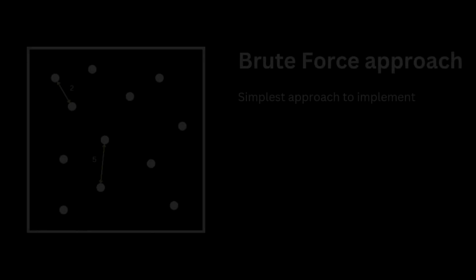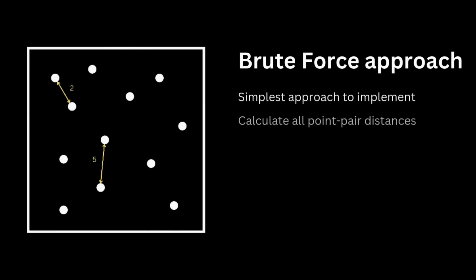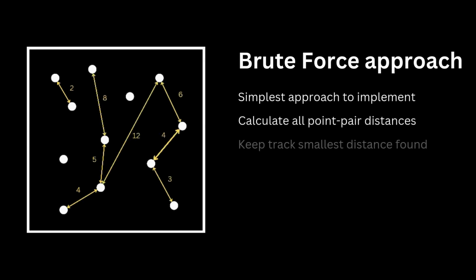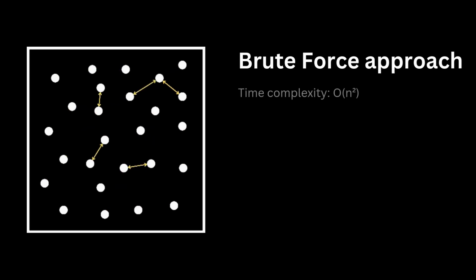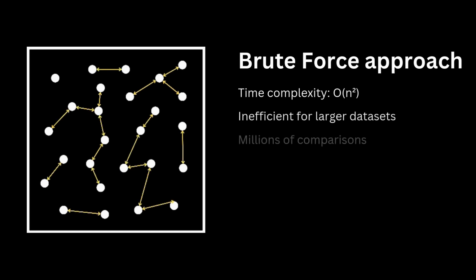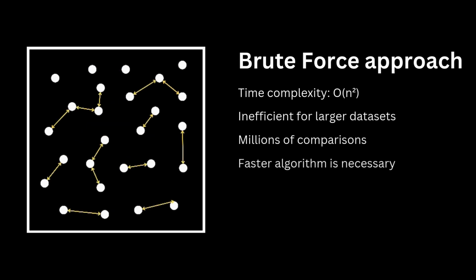The simplest solution to the closest points problem is the brute force approach. In this approach, we calculate the distance between every possible pair of points and keep track of the smallest distance found. After checking all pairs, the smallest distance tells us the closest pair of points. The brute force method is simple to implement, but its time complexity of O(n²) makes it inefficient for large data sets, requiring millions of comparisons as the number of points increases. This limitation highlights the need for faster algorithms in computational geometry.